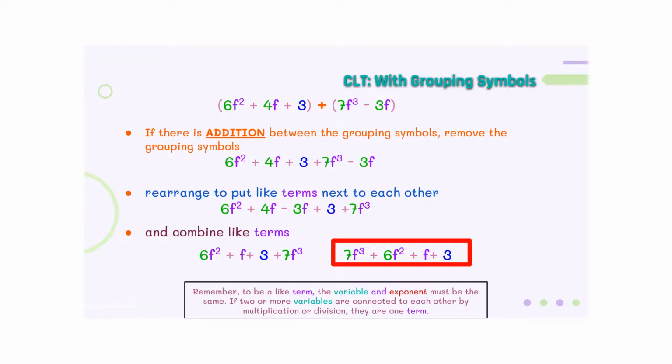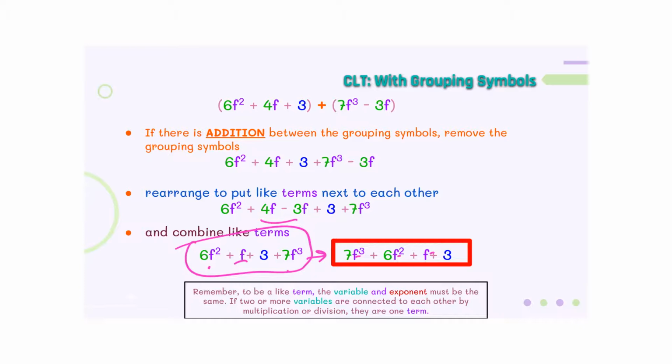And then I performed my operations. So I did 6f squared. That stayed the same because there was no other like term. 4f minus 3f is just f, plus 3 plus 7f cubed. The way I wrote it over here, typically when you are writing an expression, the exponents go down when you are writing them. If you wrote it like this, that's perfectly acceptable, and I would accept that as the correct answer. But remember, to be a like term, the variable and the exponent must be the same.